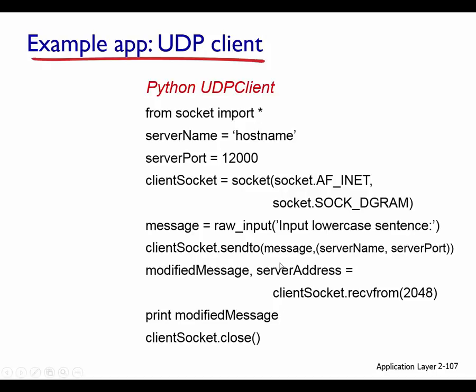So now we're going to give the variable modified message and server address the value of what gets placed into the receive from variable in the socket structure. And then once we receive that, we can actually print out the message, and then we can close the socket structure using the close variable.